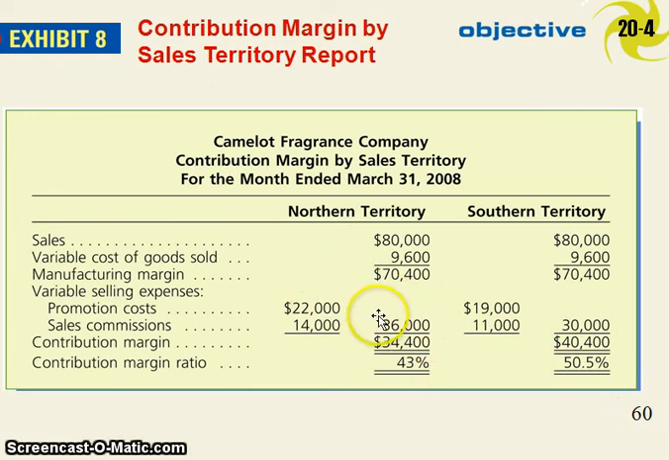Because they've got so many variable selling expenses that are being included, it's costing them more to make the same amount of money. All right, so the Southern Territory definitely comes out ahead here as we take it down a level and look a little bit more carefully.